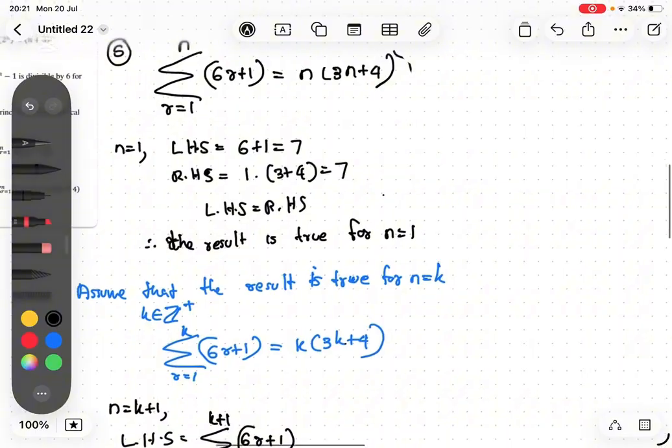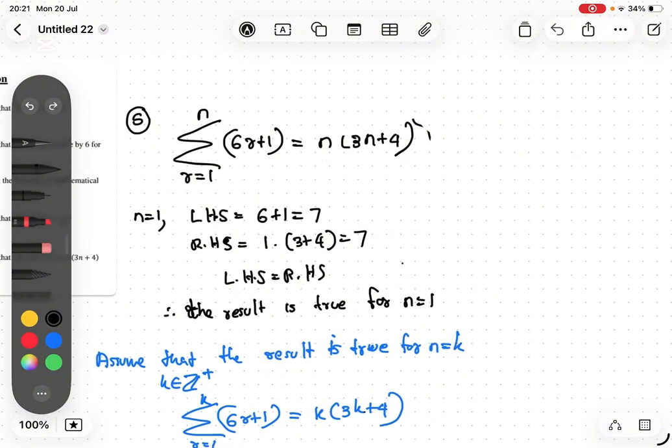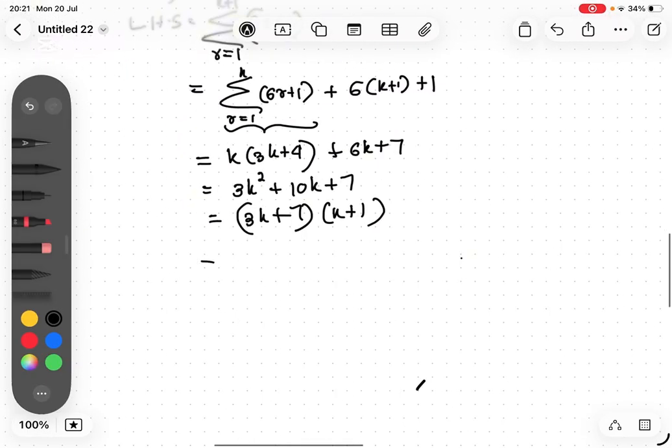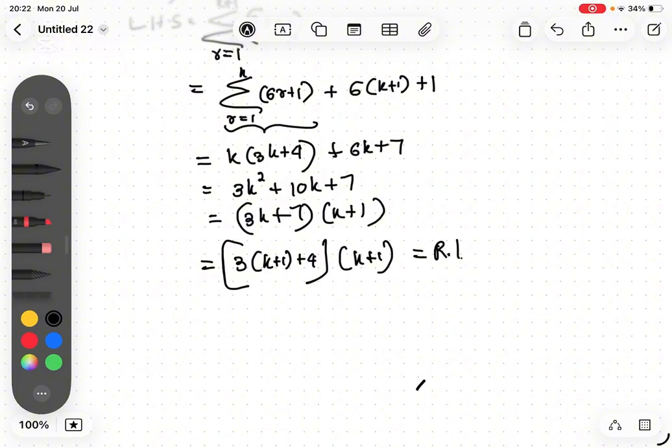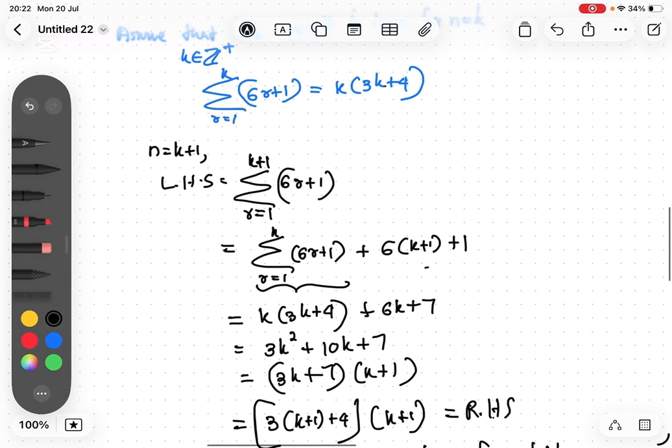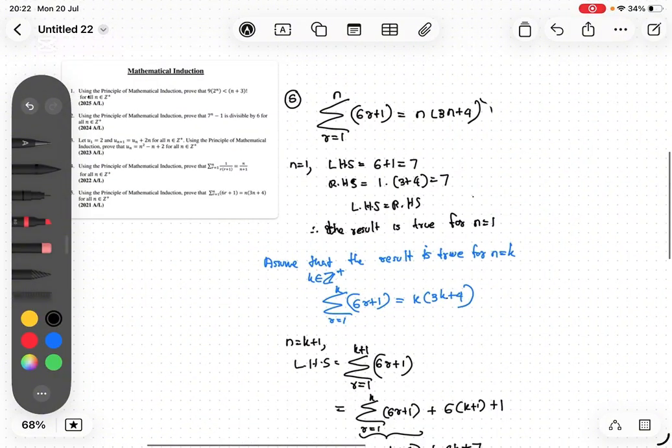Okay, so in n into 3n plus 4, replacing n with k plus 1, we can write 3 into k plus 1 plus 4, into k plus 1. Clear? Which is equal to the right hand side. So, therefore the result is true for n equals k plus 1. So we have to definitely write the final line: by the principle of mathematical induction, the result is true for all positive integers. That part we have to write definitely at last. Clear? Right. Thank you.